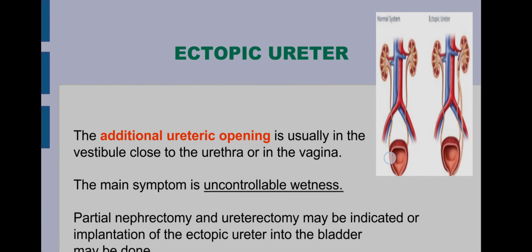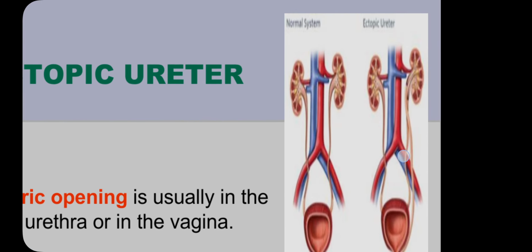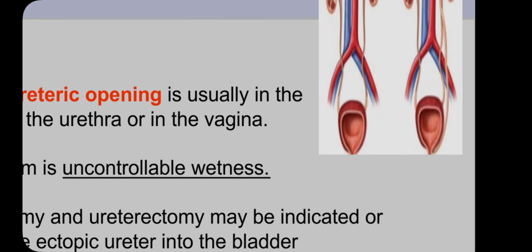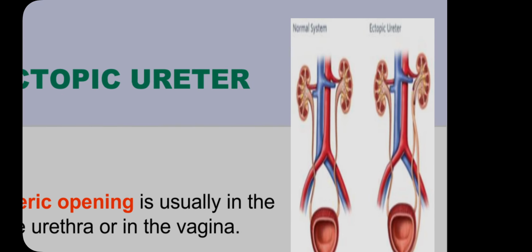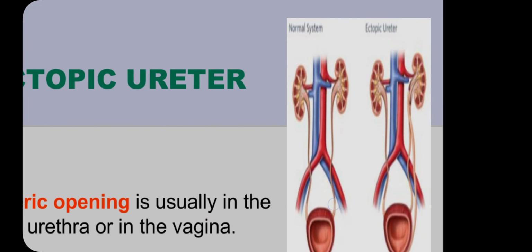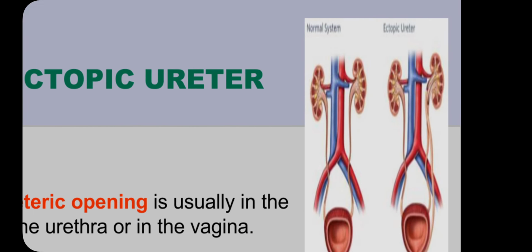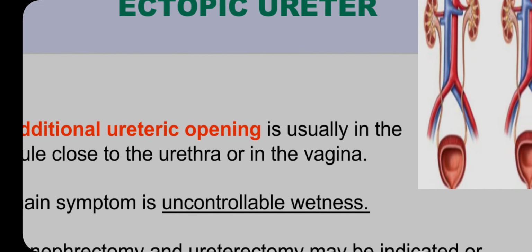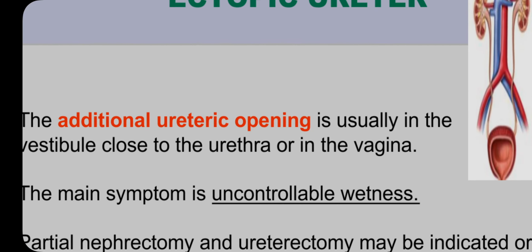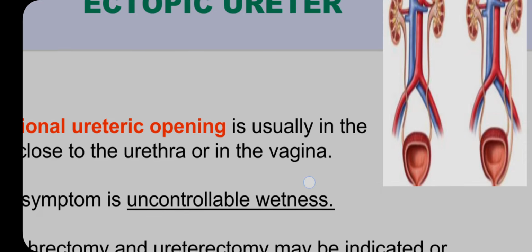Next is the ectopic ureter. As you know, the ureters are the tubes connecting the kidney and the urinary bladder. So they carry the urine from the kidney and open into the urinary bladder. So in the ectopic ureter, what happens? The additional ureter starts from the kidney and does not open inside the bladder, rather it opens in the vestibule close to the urethra or in the vagina.